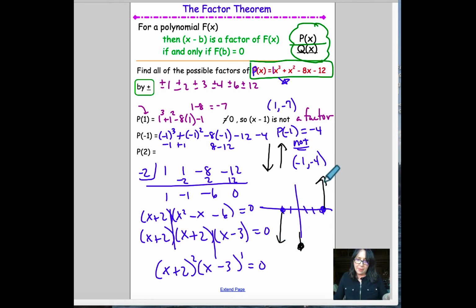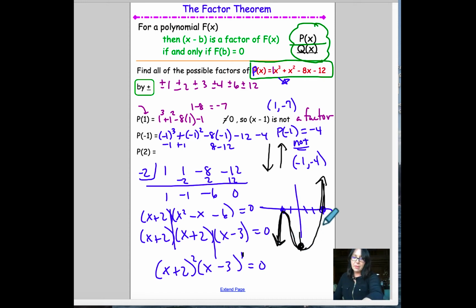But how is that happening? At 3, it's only to the 1 power. So that means it goes through that. Okay. Comes back up. But because at negative 2, I have 2 answers, it's bouncing. Bounces off. Bouncing off means it's tangent. And that's what my graph looks like.